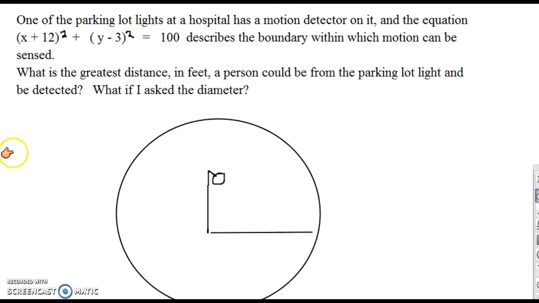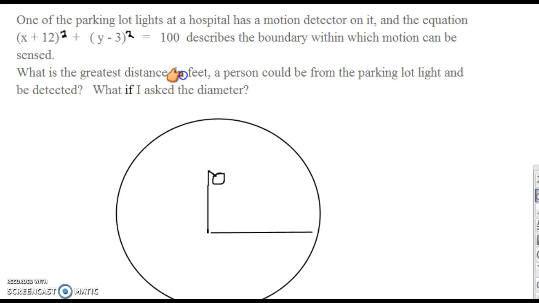You're going to work them the same way. They're going to give you a scenario. One of them has a parking lot light at a hospital that has a motion detector on it, and the equation is here. So they give you a circle equation that describes the boundary within which the motion can be sensed. What is the greatest distance in feet a person could be from the parking lot light and be detected? And then what if I ask you the diameter?